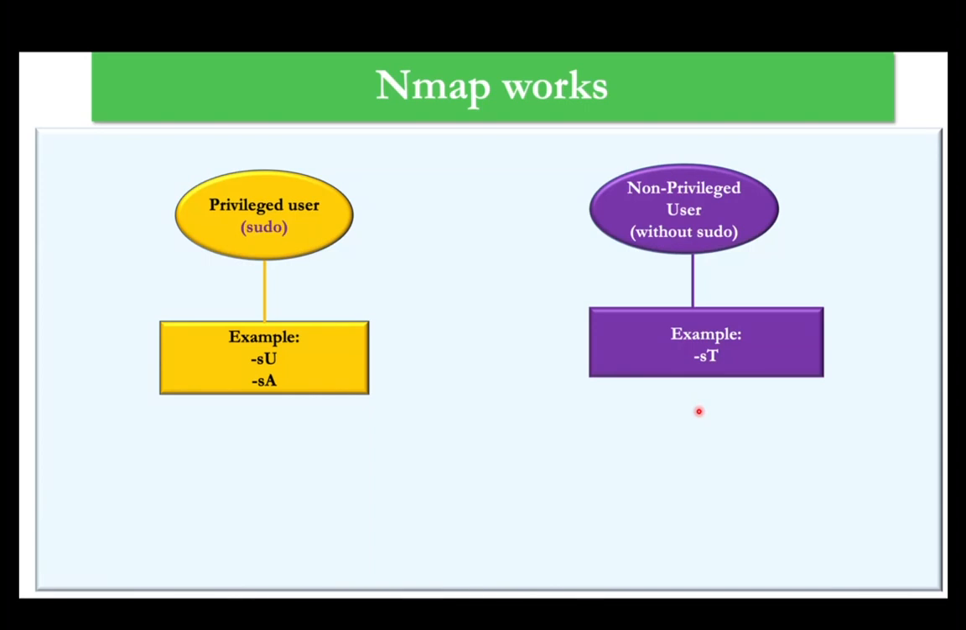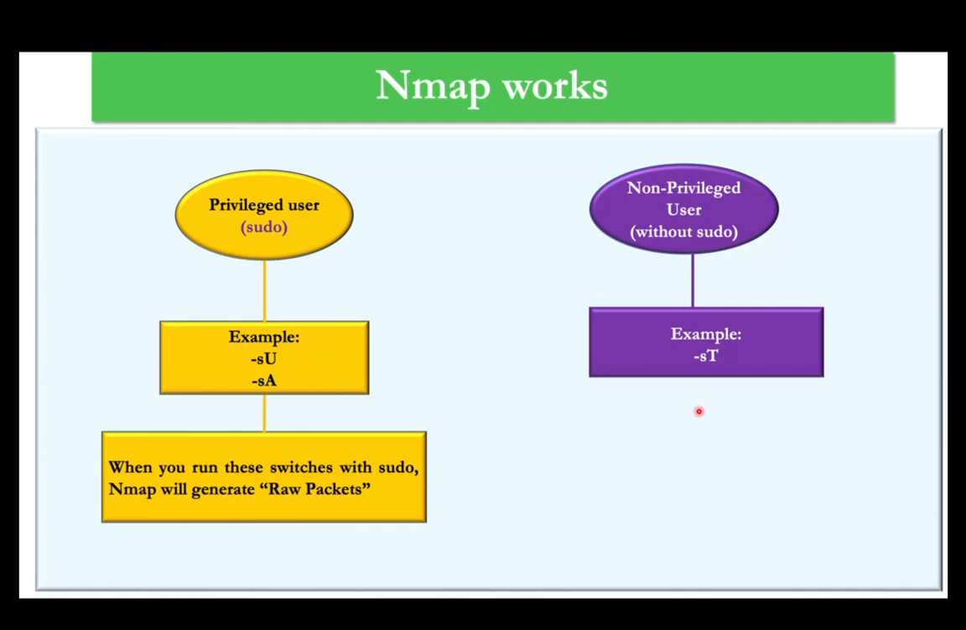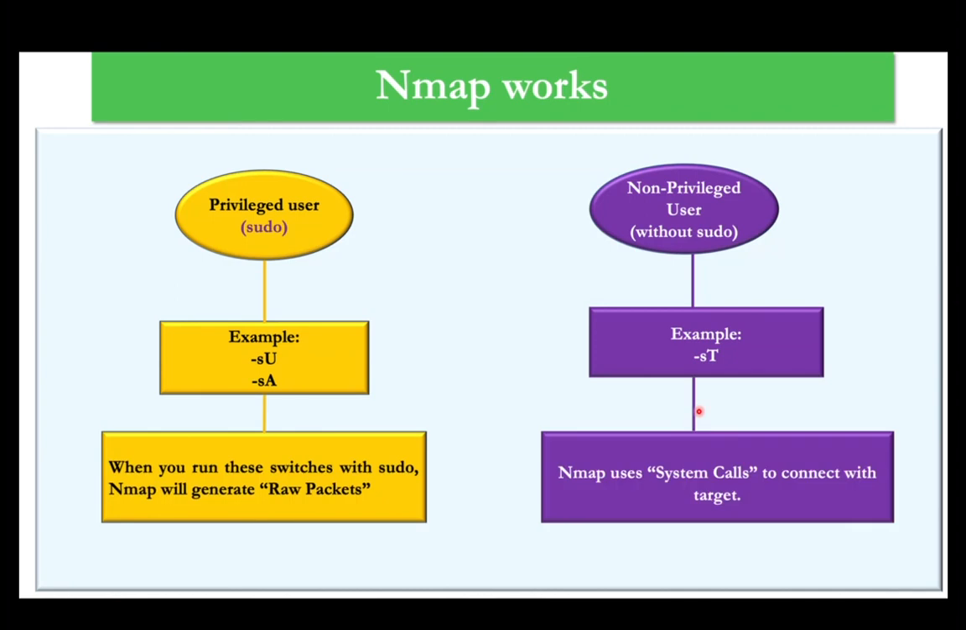Whereas the non-privileged users, that means without sudo, are basically used for the TCP connect port scanning. It simply uses -sT. There, Nmap uses system calls to connect with the target, whereas in the privileged mode it provides raw packets, which means it is more powerful than the non-privileged one. The non-privileged one gives only limited information compared to the privileged user. Now let us see how the TCP Connect scan works.